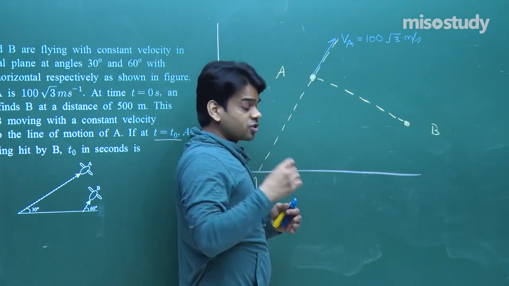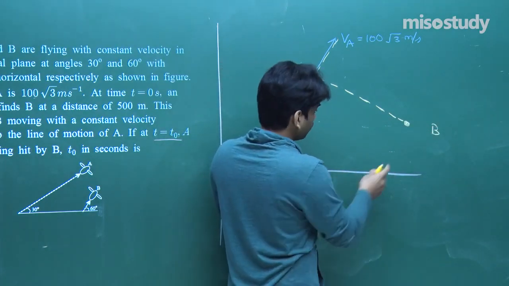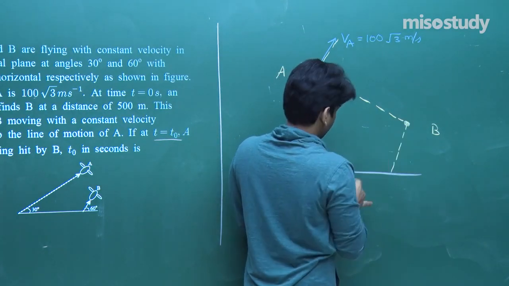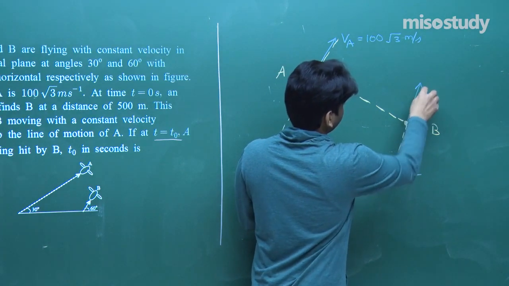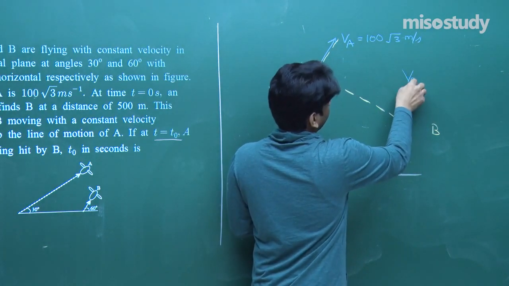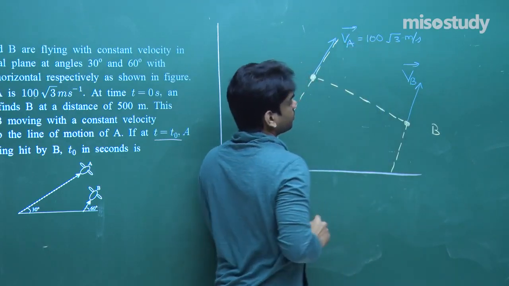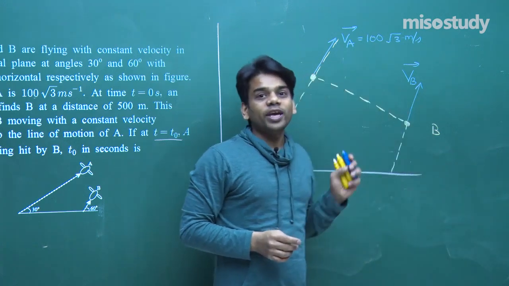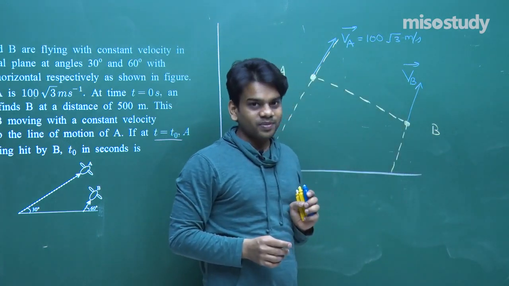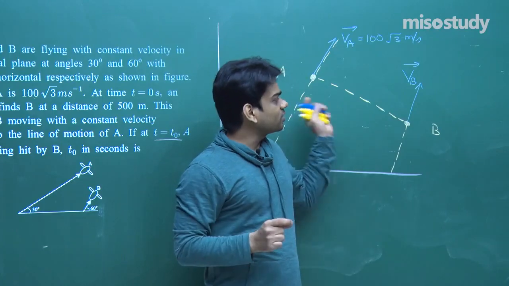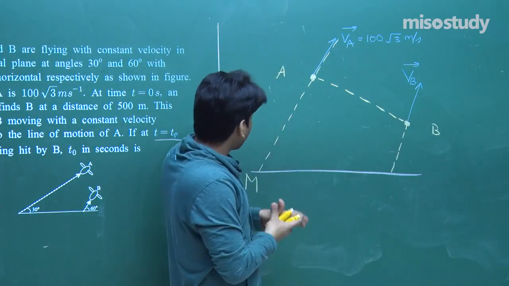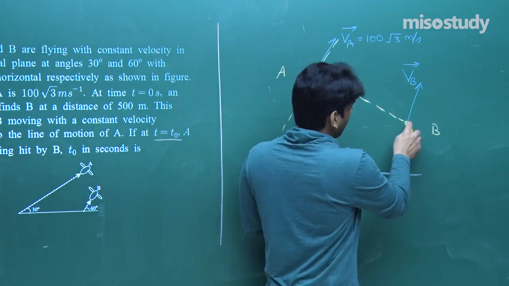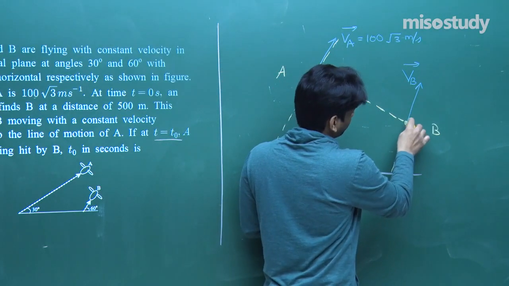Now it's moving at an angle of 60 degree from the ground. So I'm going to show that it's moving like this. This is the velocity of B. This was the velocity of A. Now you see here, the relative velocity of B with respect to A is along this line. So if I draw a line parallel to line MA, I'll have one line in this way.